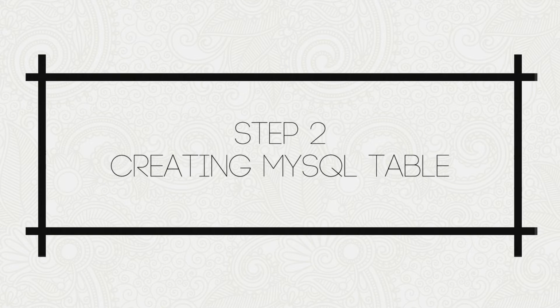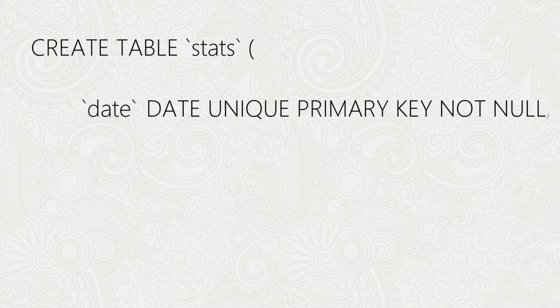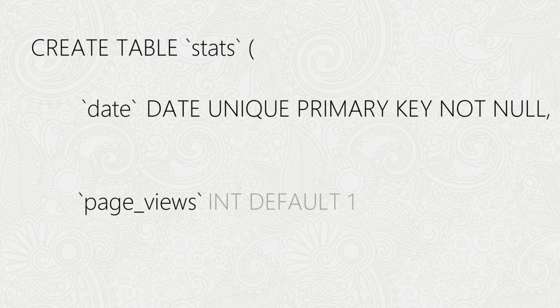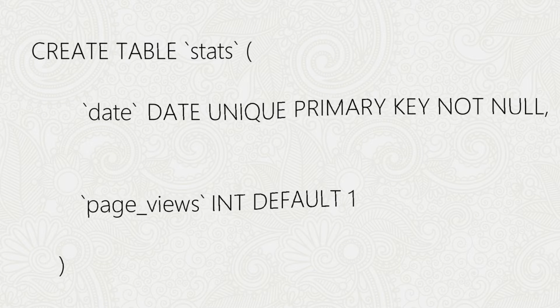Now moving to step 2, where we'll be creating a MySQL table for storing data. Here we're only writing the query, and we're naming the table stats. In our table we're going to have 2 columns. Number 1, date, that is set to the date data type, unique, primary key, and not null. The second column will be page views, that is set to int, and the default value will be 1. And this is the table query. Execute it to make the table.